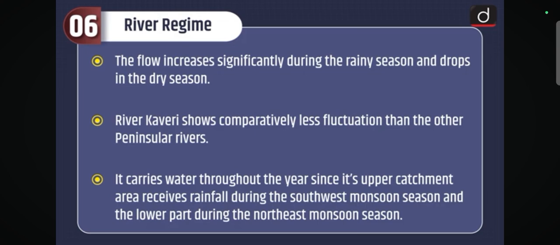River Kaveri shows comparatively less fluctuation than the other peninsular rivers. It carries water throughout the year since its upper catchment area receives rainfall during the southwest monsoon season and the lower part during the northeast monsoon season.